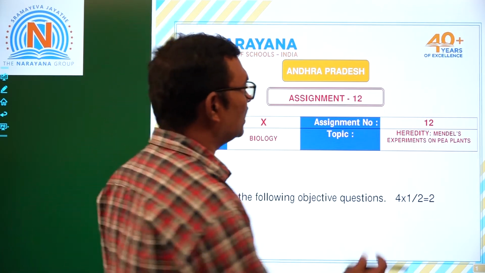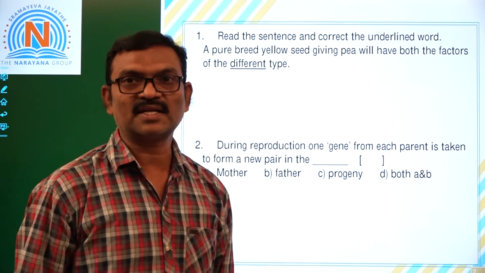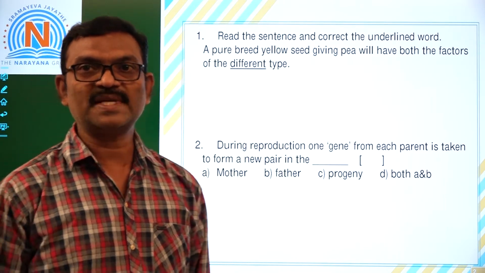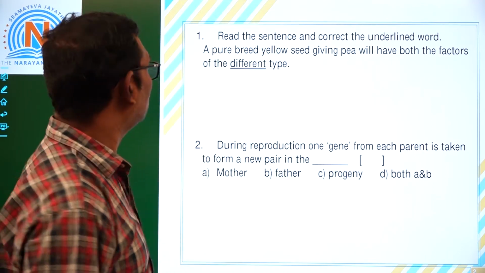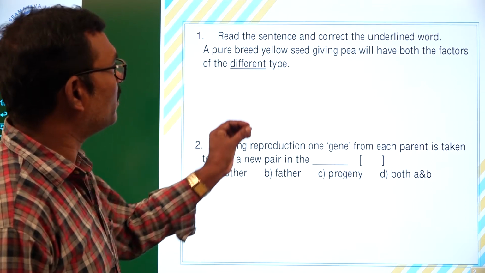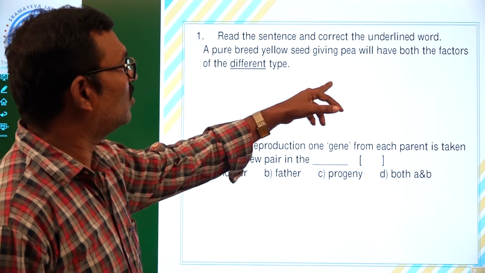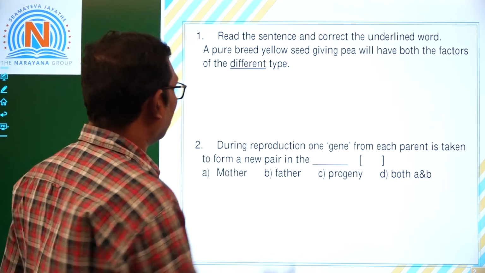The first question is: read the sentence and correct the underlined word. That means the underlined word is wrong, and we have to correct it. Let us see what that underlined word is. A pure breed yellow seed giving pea plant will have both the factors of different types. Actually, a pure breed yellow.